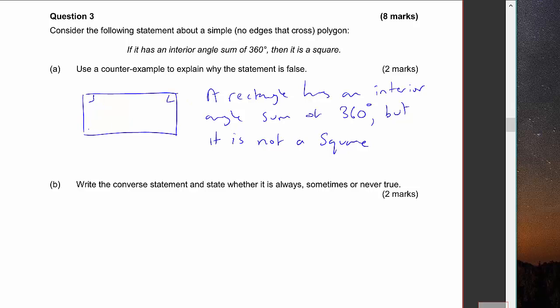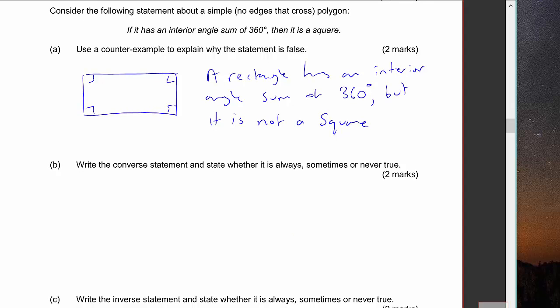And that's a clear counterexample. In fact, any quadrilateral would have done. Write the converse statement, state whether it's always, sometimes, or never true.